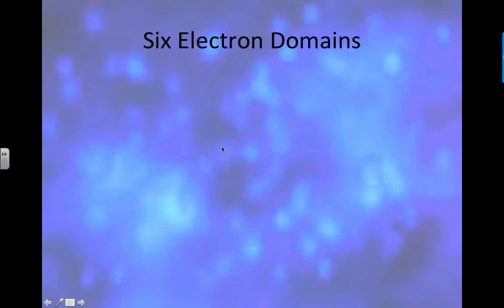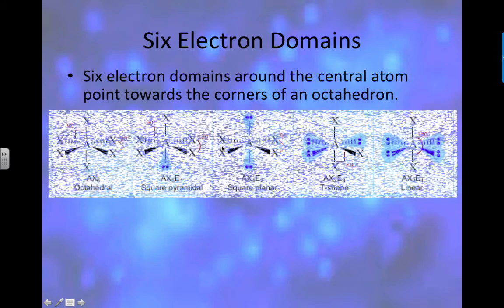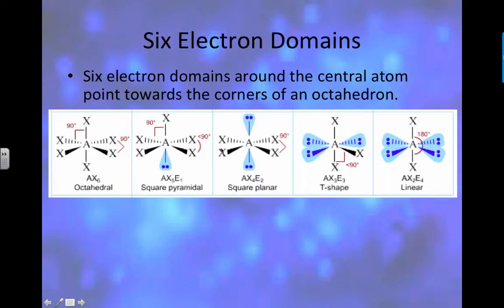Now, when there are 6 electron domains, this is almost easier because everything's sort of evenly spread around, pointed toward the corners of an octahedron. So instead of having seesaws and T-shapes, we have this sort of square in the middle where we've got these corners, and then we have some that are on top and some that are on the bottom. So that's the octahedral shape. That's the way that we can get the electrons as far apart as possible when they're 90 degrees apart.